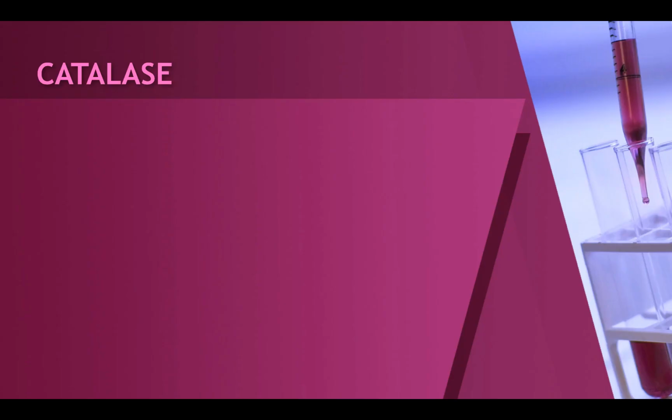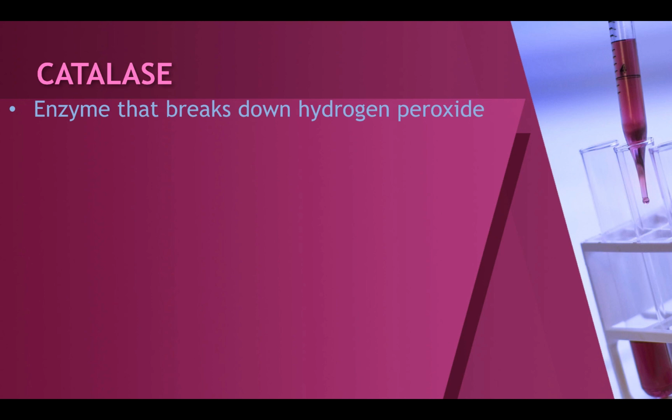Let's get started with the catalase test. Catalase is an enzyme and it breaks down hydrogen peroxide. Hydrogen peroxide is extremely toxic to cells and it wreaks havoc on the cell. Hopefully you can remember that in the lecture we discussed the different toxic forms of oxygen and hydrogen peroxide was one of those. However, if a bacterium can make catalase, the enzyme that breaks down hydrogen peroxide, then it will be able to survive in the presence of that toxic form of oxygen.